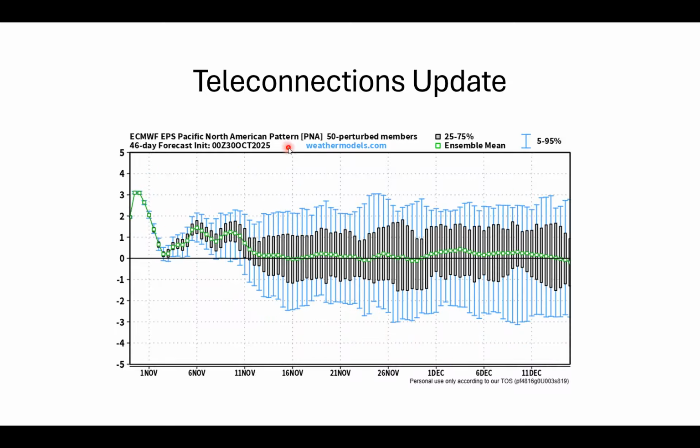Here is the European EPS PNA, Pacific North American, 50 perturbed member update. This is a 46-day forecast out to 15 December, showing a strongly positive PNA. That does transition closer to neutral around the 3rd of November. It goes back positive, though, and remains positive in the PNA all the way through about 12 November. And then we see more of a neutral PNA through about 1 December, then slightly positive in early December.